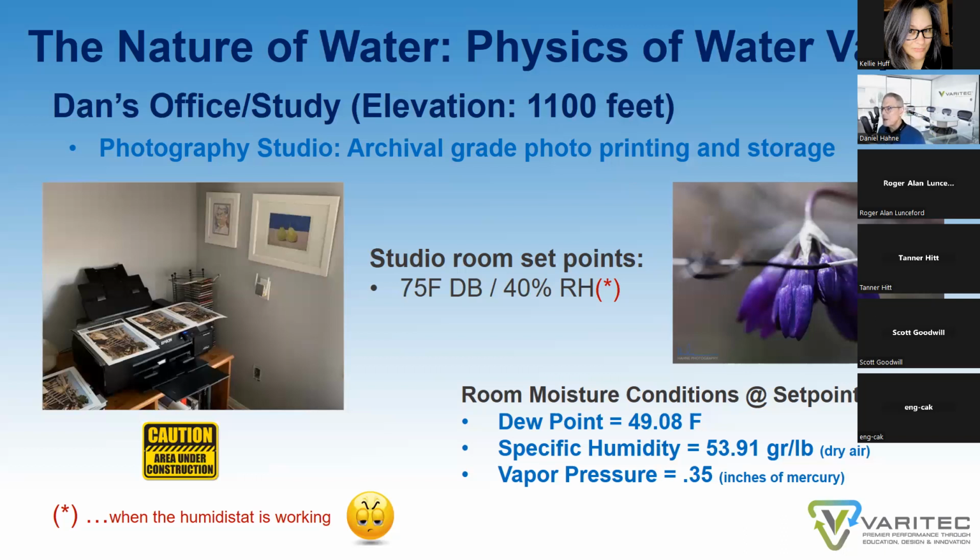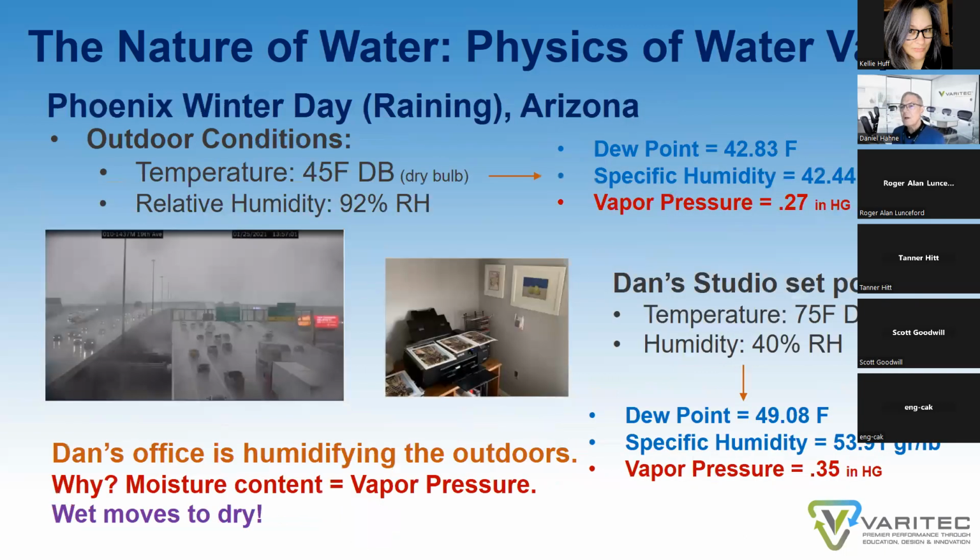The specific humidity of the room is 53.9 grains per pound of air, and the vapor pressure is 0.35 inches of mercury. So one January morning, I was in my office. I usually work very early in the mornings on the photography. And outside it was about 45 degrees. Well, it was 45 degrees, at least according to the Weather Service, with a relative humidity of 92% RH. And I thought, well, in order to keep my space at 40% RH, I don't need to put my room humidifier on. It's raining outside. There's a lot of outdoor moisture outside.